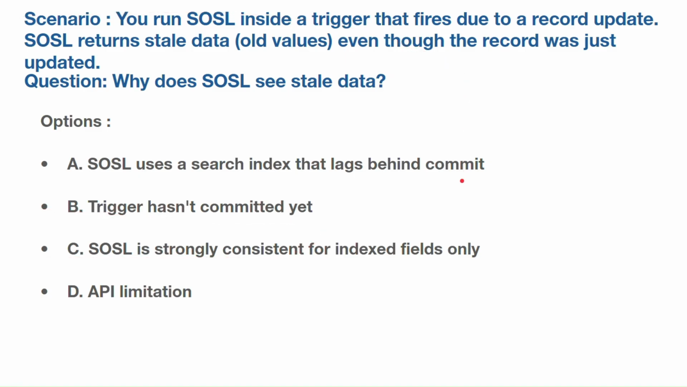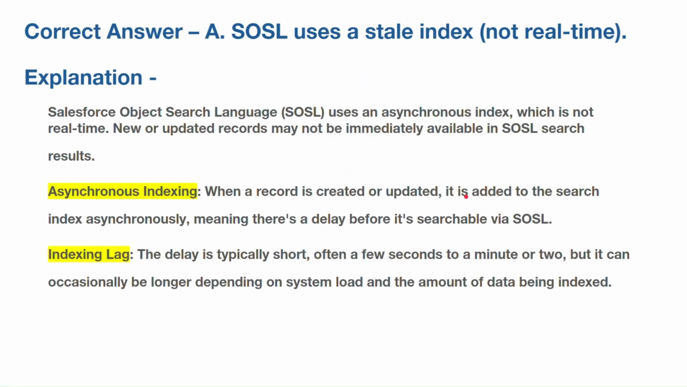Now this sounds very complex, I know, but the answer is very simple. SOSL is not as fast as SOQL. Just remember that it uses a stale index. It's not real time. Don't try to complicate. Now, why is it not real time? Salesforce Object Search Language, that is nothing but SOSL, uses an asynchronous index. And what is asynchronous indexing?